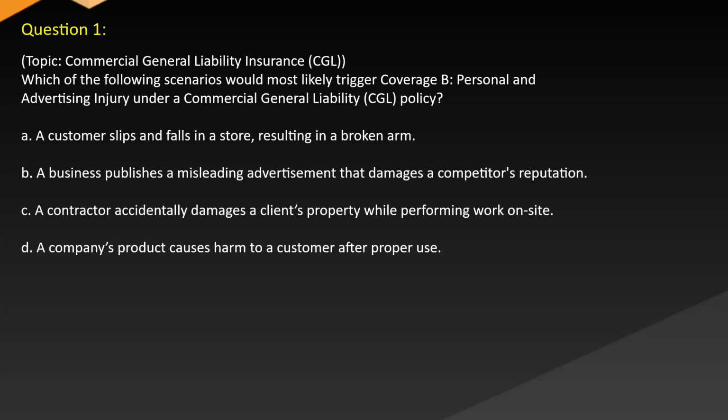A. A customer slips and falls in a store, resulting in a broken arm. B. A business publishes a misleading advertisement that damages a competitor's reputation. C. A contractor accidentally damages a client's property while performing work on site. D. A company's product causes harm to a customer after proper use.